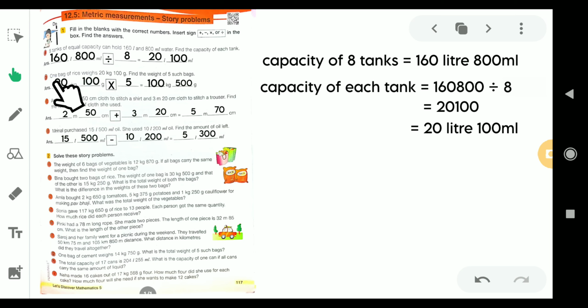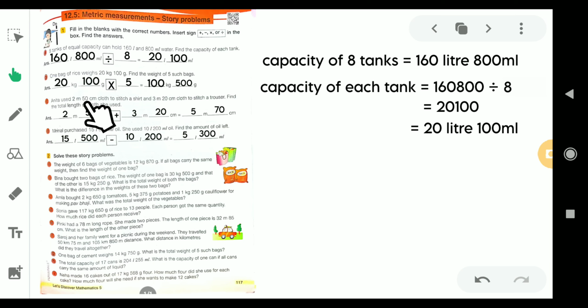Let's move on to the second question. One bag of rice weighs 20 kg 100 gram. Find the weight of 5 such bags. So first they have given the weight of one rice bag, that is 20 kg and 100 gram. Since we are finding the weight of 5 such bags, we have to multiply the weight of one rice bag, 20 kg and 100 gram, by 5. So 5 times 0 is 0, and 5 times 0 is again 0, and 5 times 1 is 5, and 5 times 0 is 0, and 5 times 2 is 10. So it is 100 kg 500 gram.